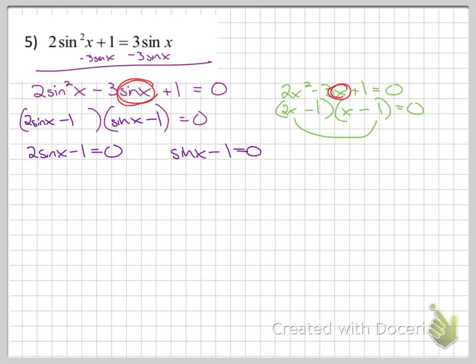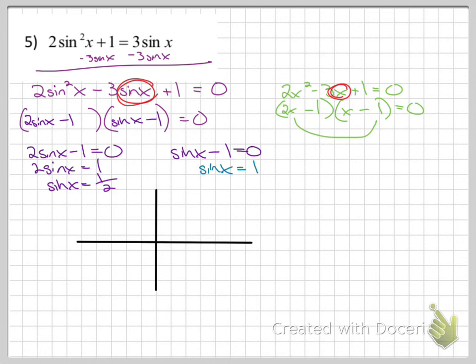Solve for sine x. 2 sine x equals 1, sine x equals 1/2. I'm going to change colors so we can see them both. Sine x equals 1. So on the same unit circle, we have sine x equals 1/2. Remember, sine is the y value, and it's a positive 1/2. That's a short one, right? Here and here. And then we also have sine x equals positive 1. So positive 1 is up here because it's the y value.